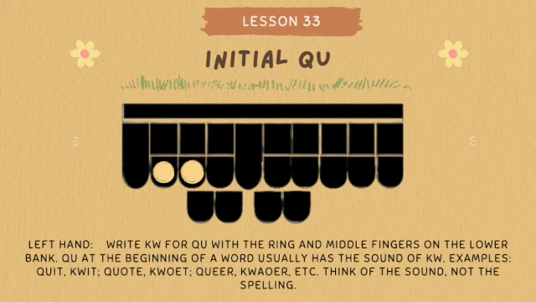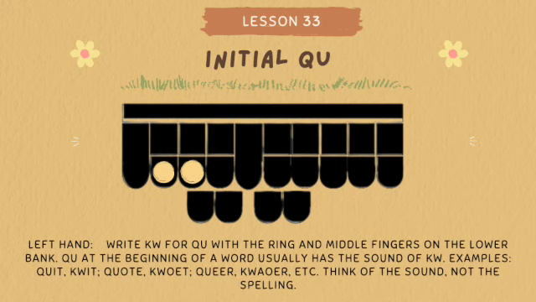That's it for lesson 32. Let's proceed to lesson 33. That's initial QU. Okay, using your left hand, you write initials KW for QU with the ring and middle fingers on the lower bank. QU at the beginning of a word usually has the sound of KW. For example, we have quit. So we write that as initials KW, vowel I, final T.